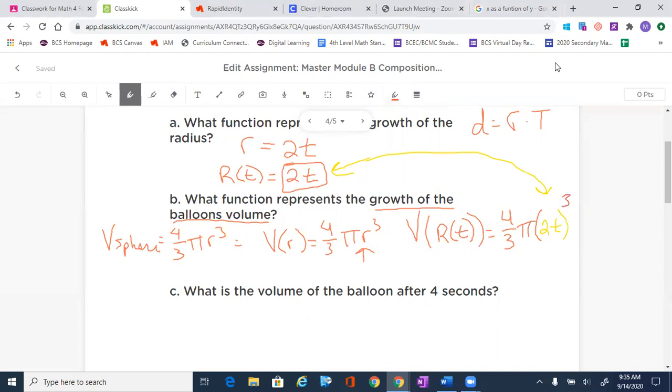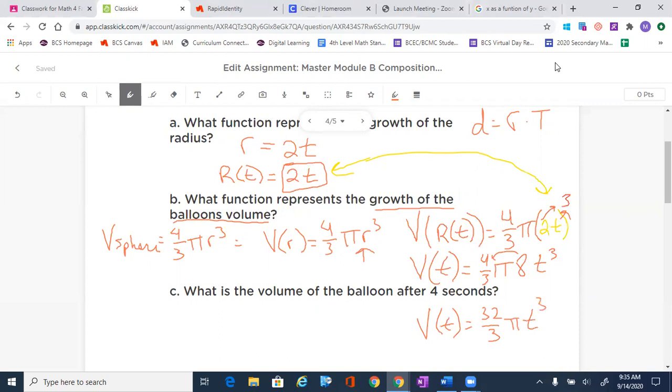So now I have a statement that's much more based off of time: the volume of the balloon based on the time it has been being blown up. I would simply say 4/3 pi, 2 cubed is 8, t cubed. Then all I have to do is clean up this 8 and that 4/3. So the volume of the balloon based on time is going to be 8 times 4, which is 32, over 3 pi t cubed.